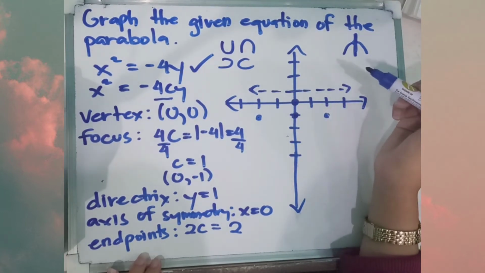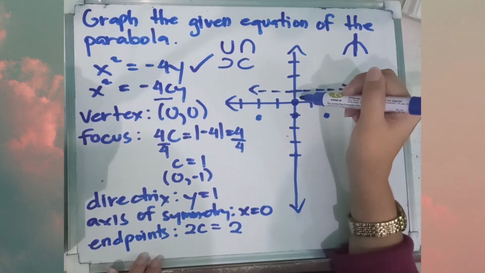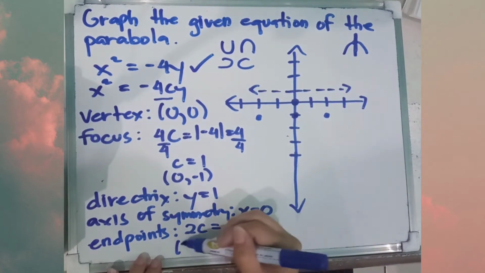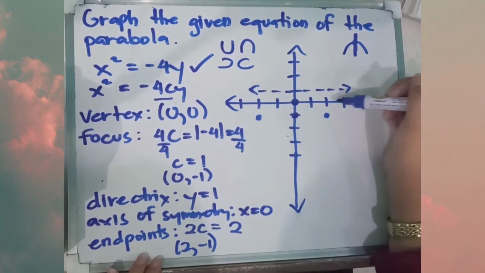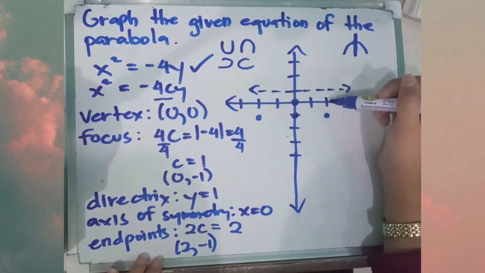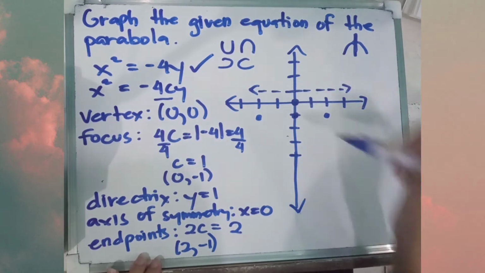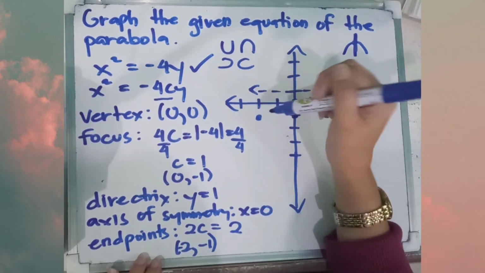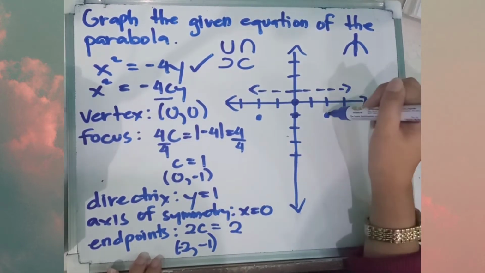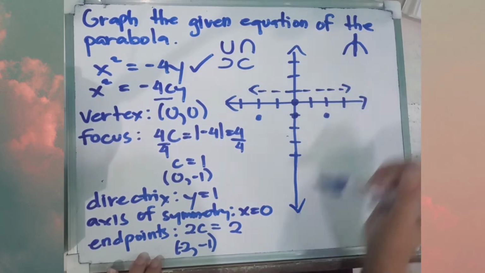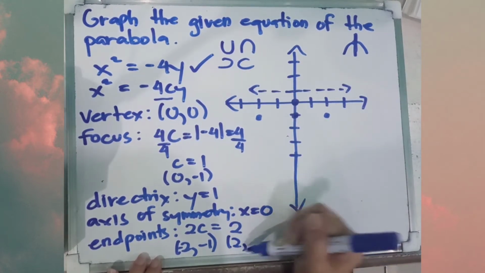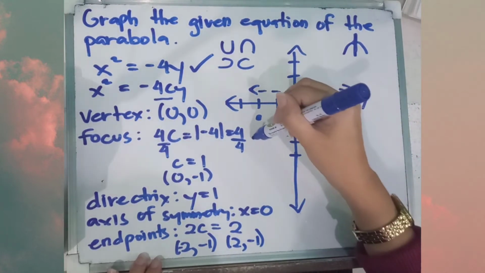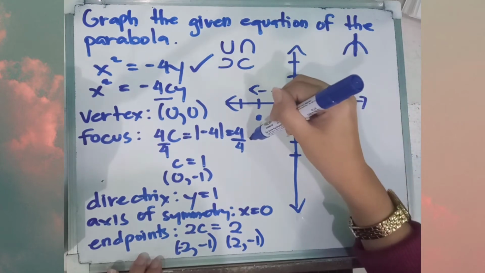So the coordinates are, this is 2, negative 1. And the other coordinate is, I'm sorry, this is negative 2. This is negative 2, negative 1, since it's on the third quadrant. This point is 2, negative 1, since it's on quadrant 4. Now graphing the parabola, let's just connect the points.